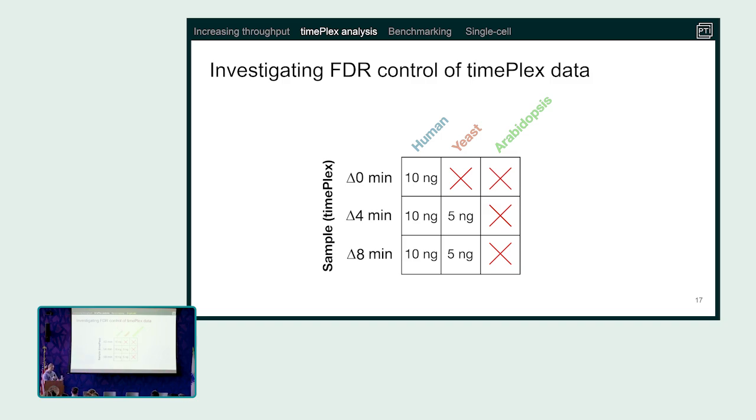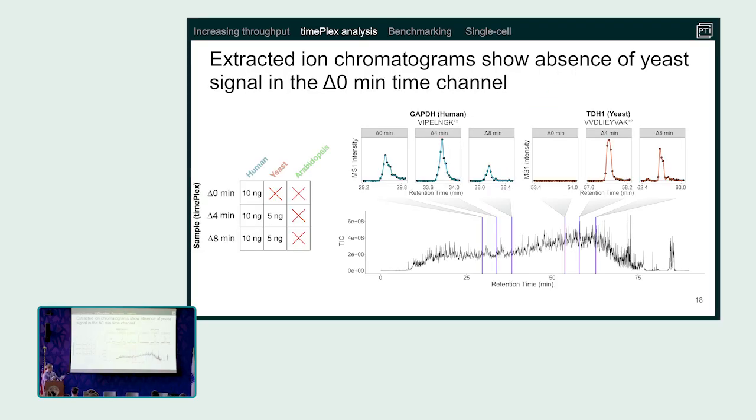And what we should see is that we have good human identifications across all the different samples. We lack yeast identifications in the first sample. We don't have any Arabidopsis identifications in our NA for samples. And so here what I'm showing is the raw data from this time-plex run.